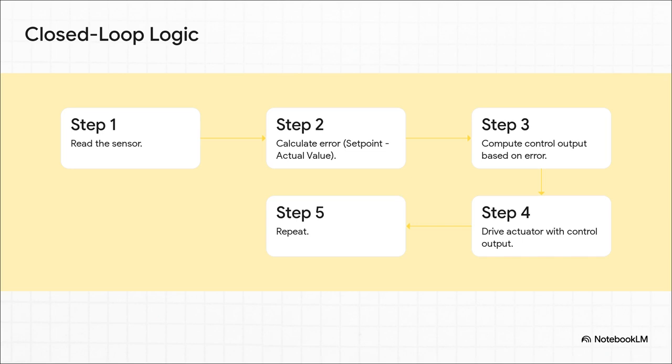Step 1, you read the sensor to figure out where you are. Step 2, you calculate the error. That's just the difference between where you want to be, your set point, and where you actually are. Step 3, based on that error, you compute a new output command. Step 4, you send that new command to your actuator. And step 5, you do it all over again. You just repeat that loop, constantly trying to drive that error down to 0.